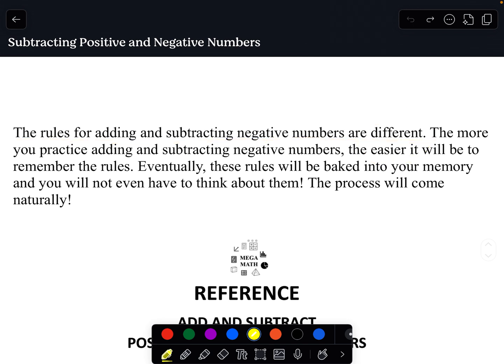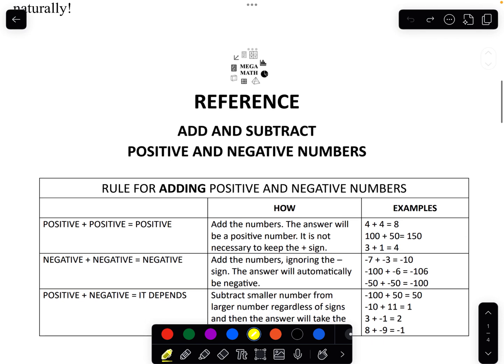The more you practice adding and subtracting negative numbers and positive numbers, I should say, the easier it will be to remember the rules. Eventually, you're going to practice it so much that the rules will just be instinctive. You'll do them automatically without even thinking about them. The process will come naturally. So just trust me on that.